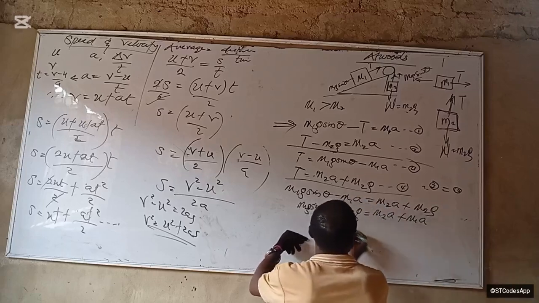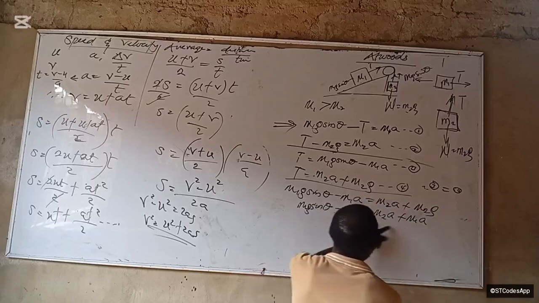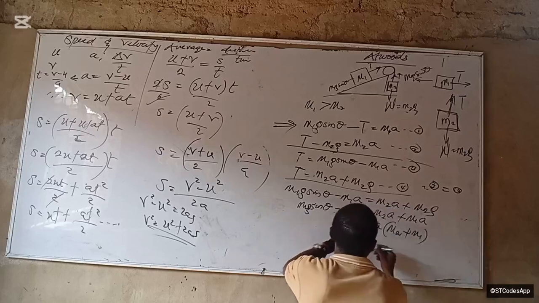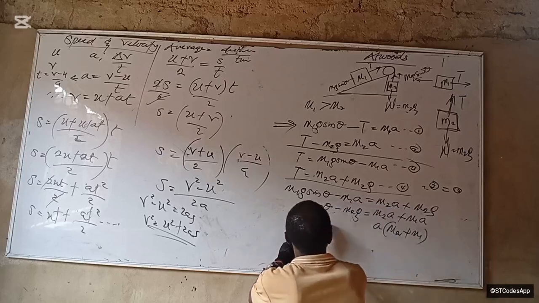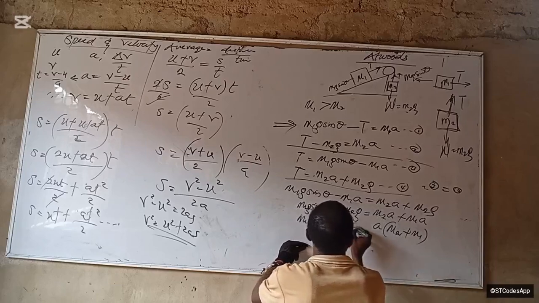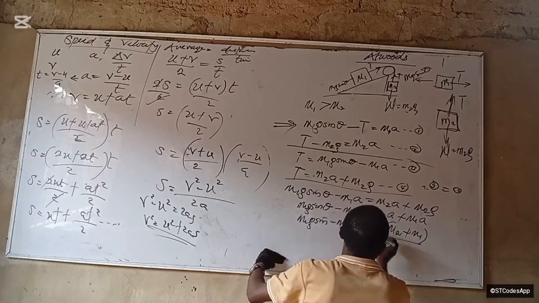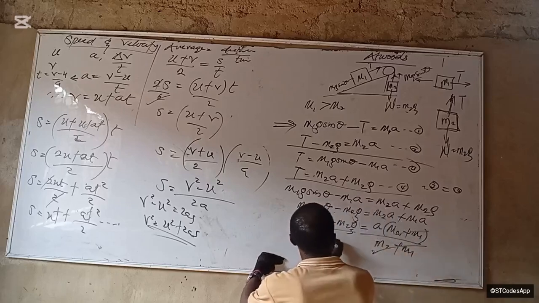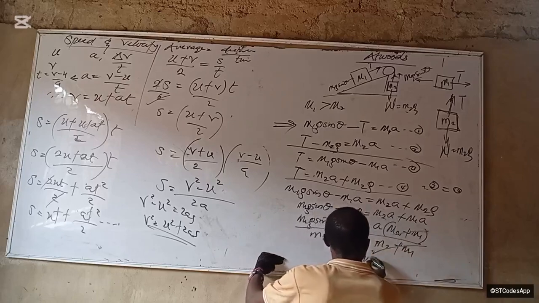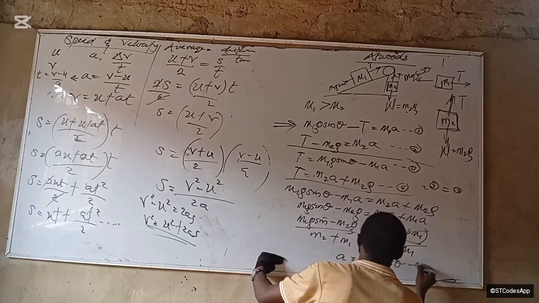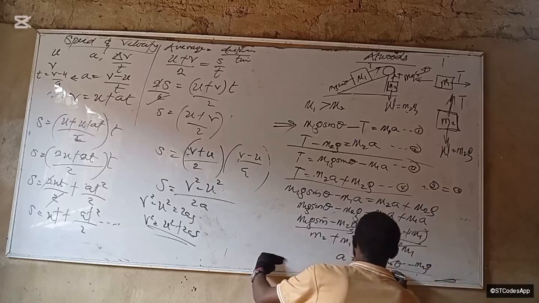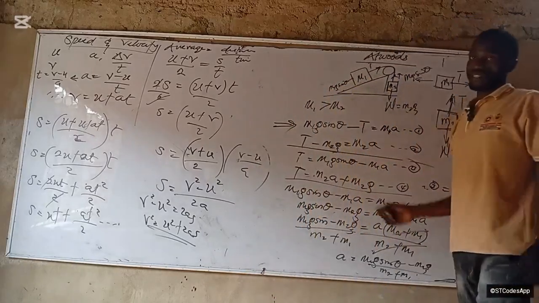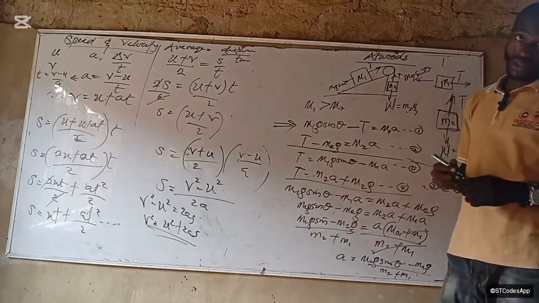So what will acceleration be here? We just collect like terms: a into bracket m2 plus m1. So we now have m1g sine theta minus m2g, divided both sides by m2 plus m1. This takes care of this. So a is equal to m1g sine theta minus m2g over m2 plus m1. This will be the equation used to solve for the acceleration of this system. Very simple. Is that okay?